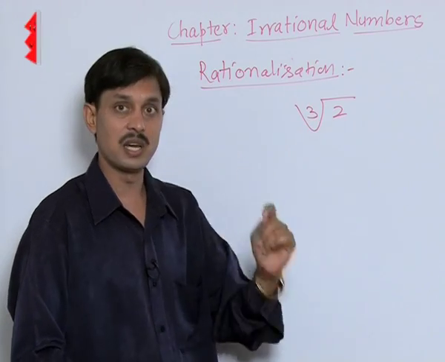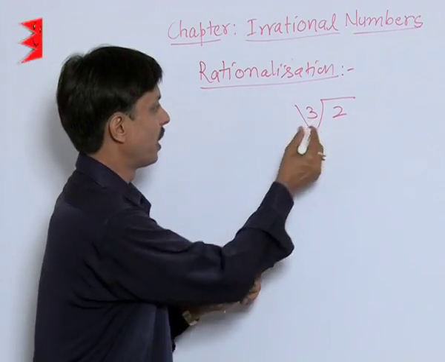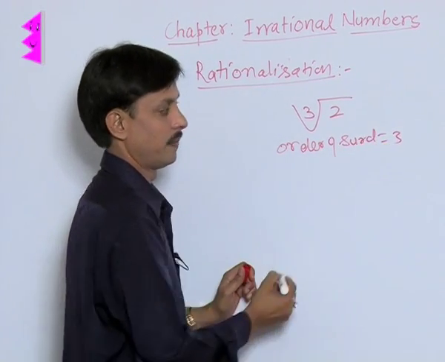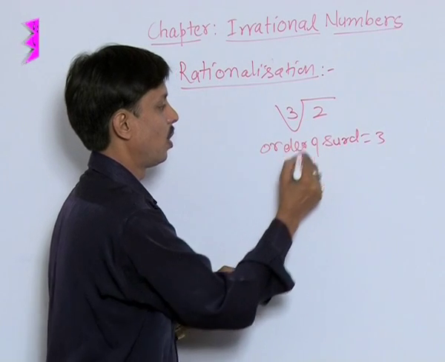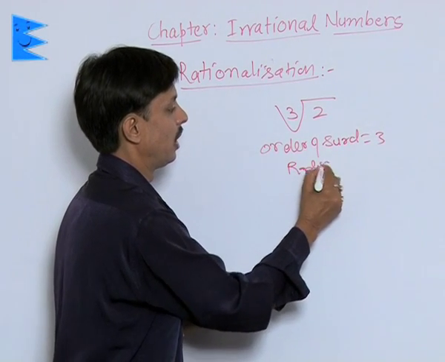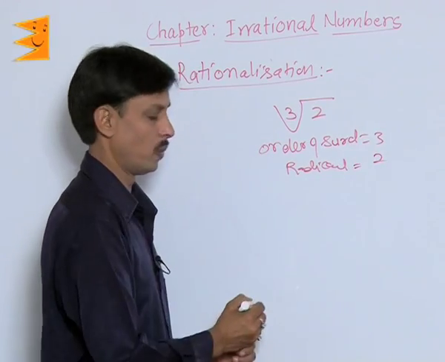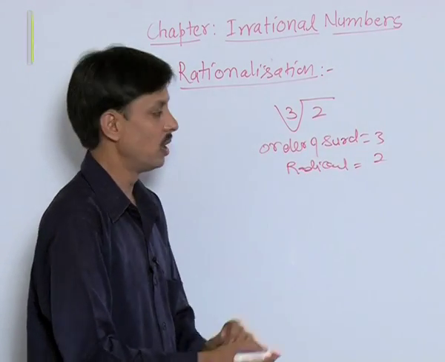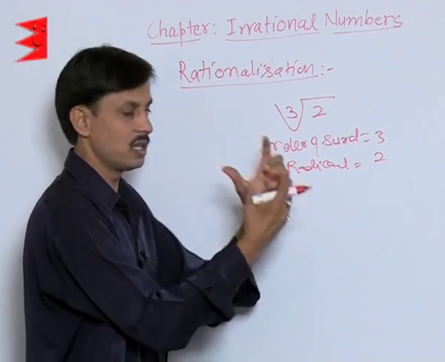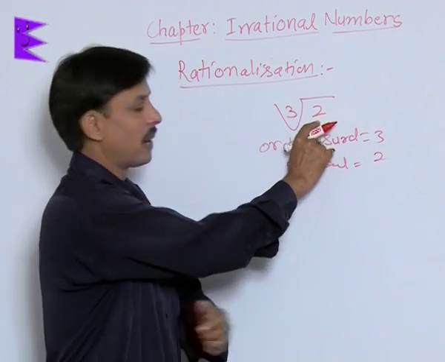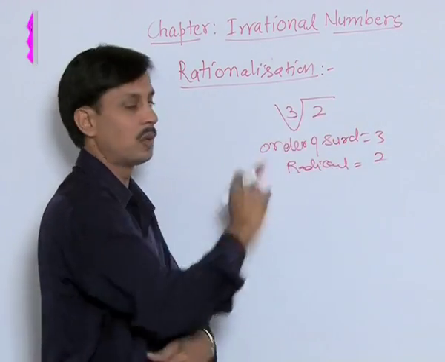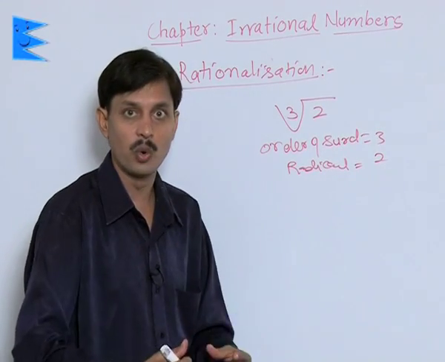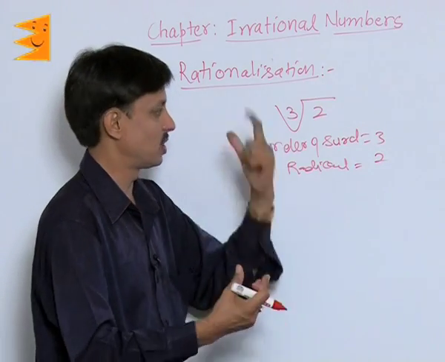You know, the order of the surd is what? 3. The order of the given surd is 3. And the radicand, or you can say the base, is 2. The radicand is 2, the base is 2 and the order is 3. So what is the least number which, when multiplied by the cube root of 2, makes this free from roots, free from the cube root, or gives a rational number?